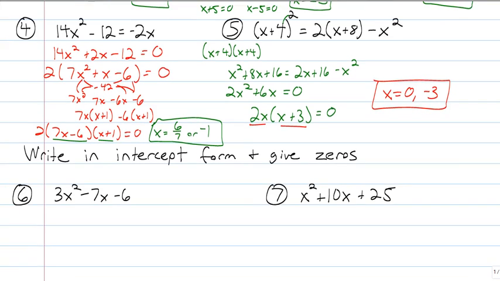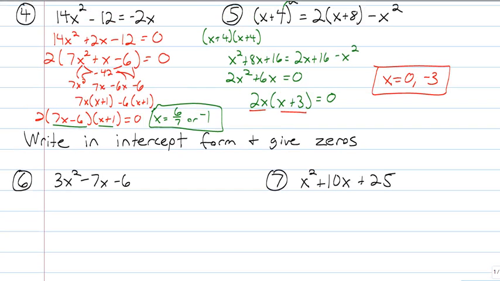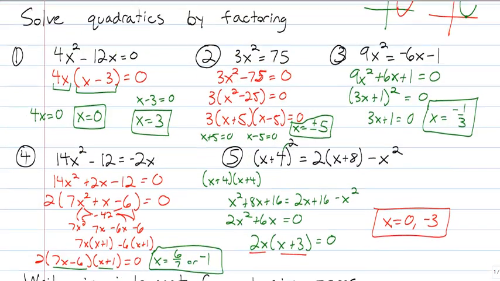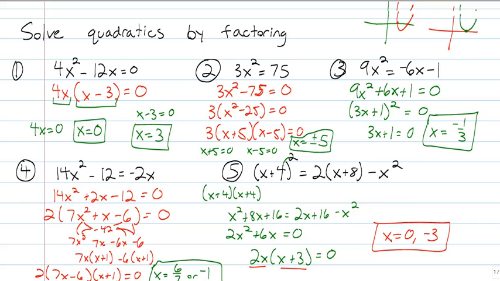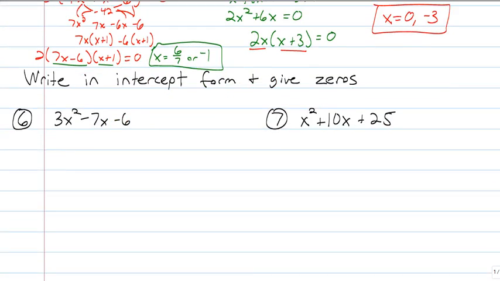Alright, so intercept form. Basically, the x-intercepts when y is 0 are your answers. We're setting these all equal to 0. Notice how all these problems are equal to 0. That's saying our y is equal to 0, because usually quadratics are y equals. So if I go back to this graph up here, intercept form is basically just factoring it. Factor it and then set it equal to 0. And then give the zeros.